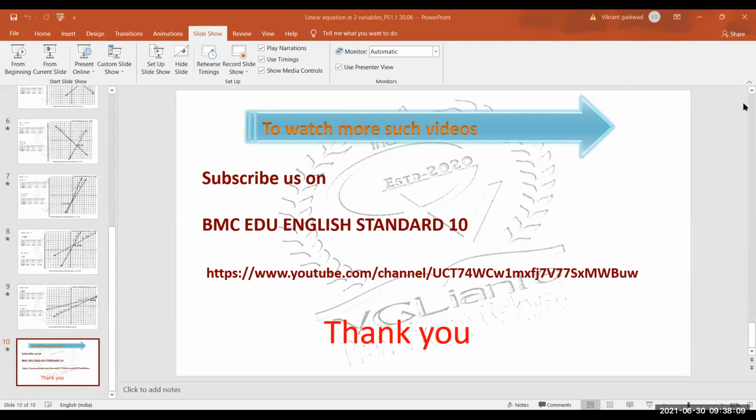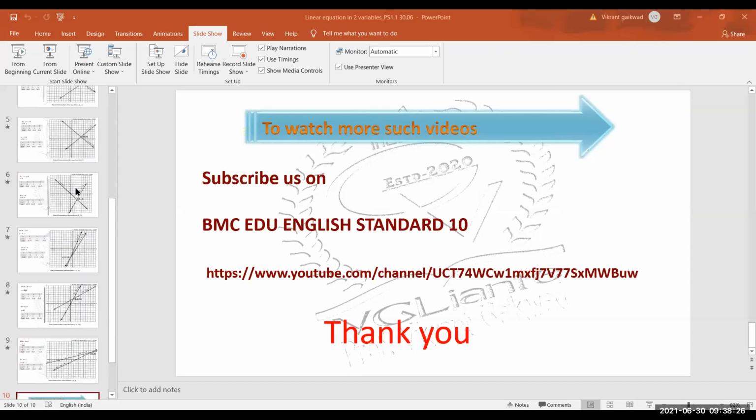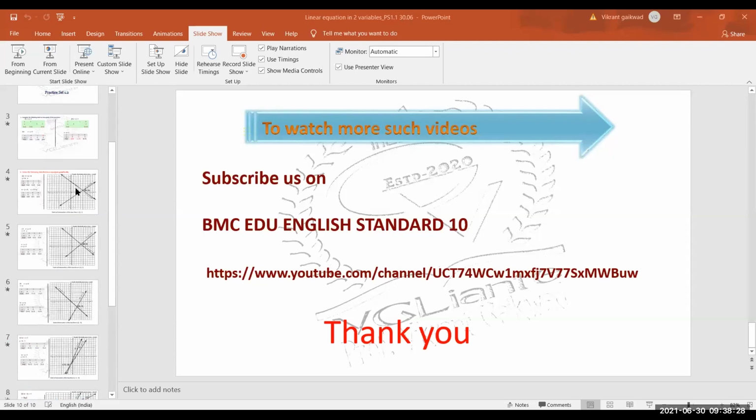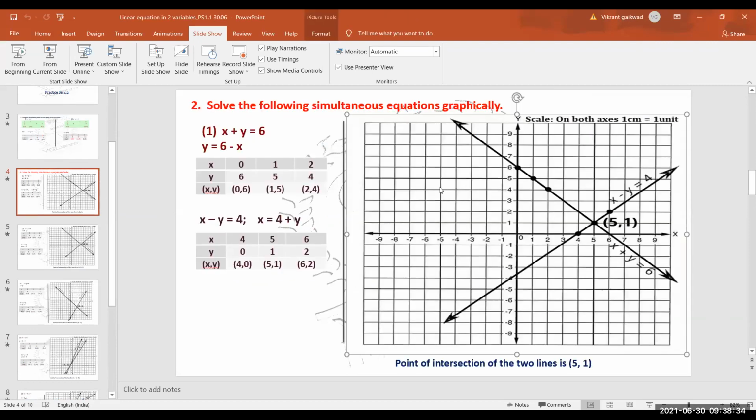Yes, Nitesh. Sir, how to find out the diagram? Yes, beta, what happened? I didn't get you. How to find out the diagram? Okay, means how to get the diagram. This graph you're talking about? Yes, sir, this graph.